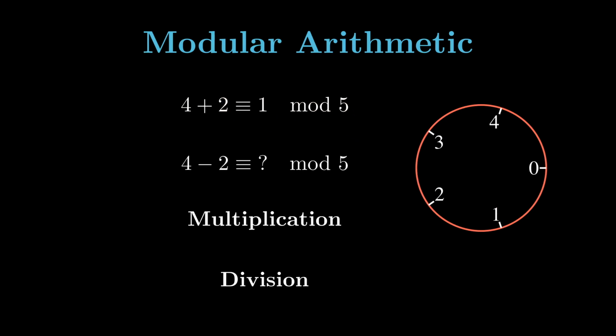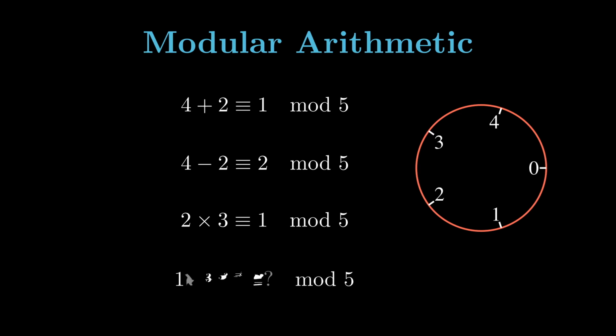We can subtract 2 from 4 by starting at 4 and moving 2 divisions anti-clockwise, which gives us a 2. Next, we'll multiply 2 by 3 by starting at 0 and moving 2 divisions clockwise 3 times. This gives us a 1. Finally, let's try to divide 1 by 3.